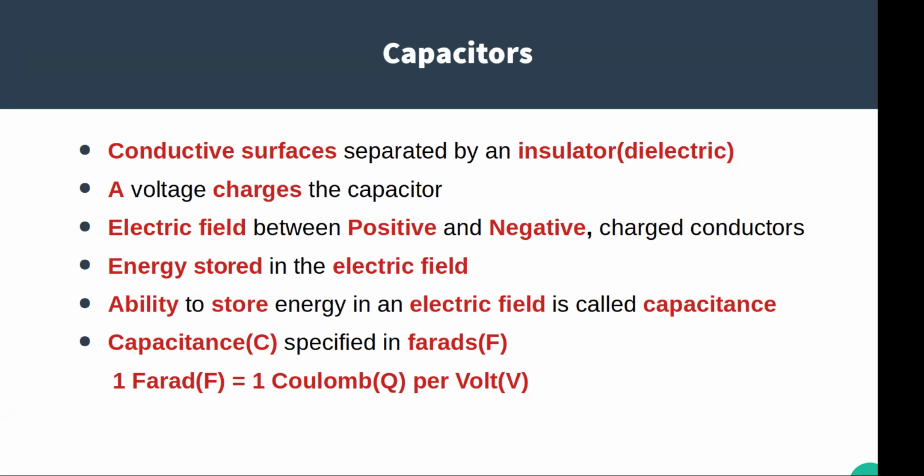We specify capacitance, or the ability to store energy in that field, in farads. We represent capacitance with a capital C, and we use capital F for farad to represent the capacitance value. So 1 farad is equal to 1 coulomb per volt.